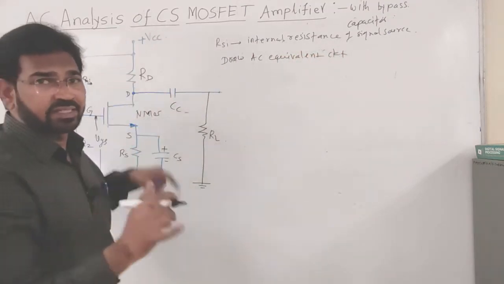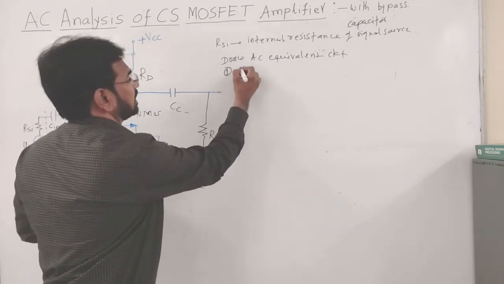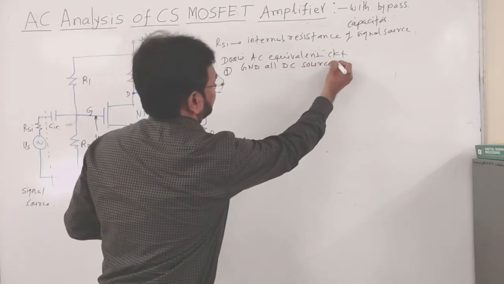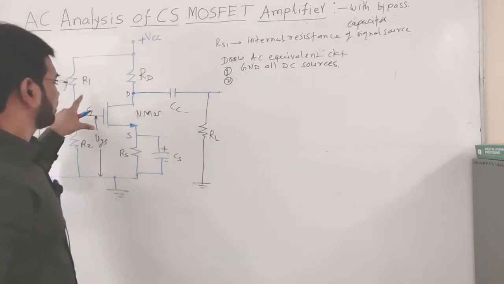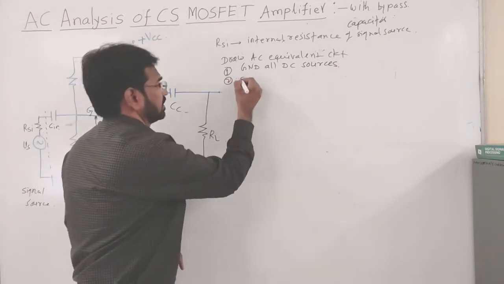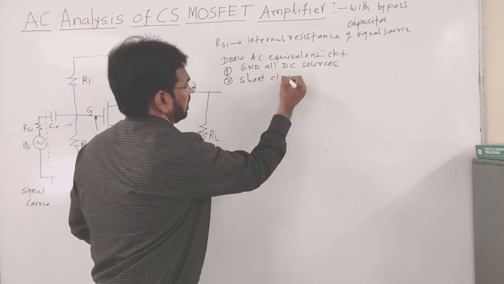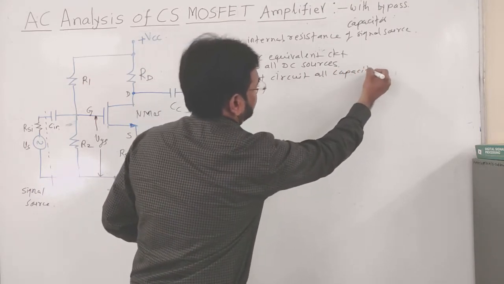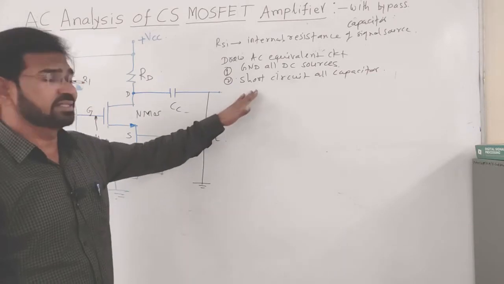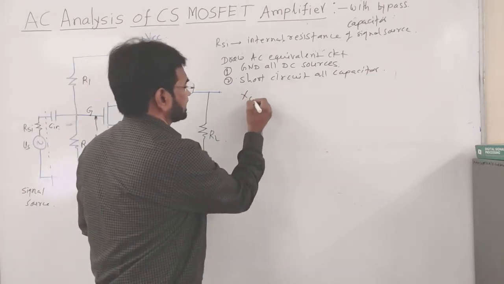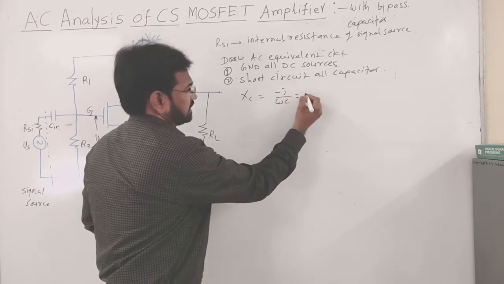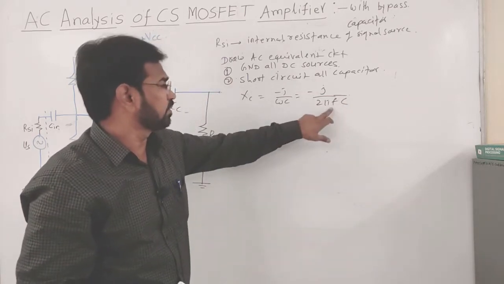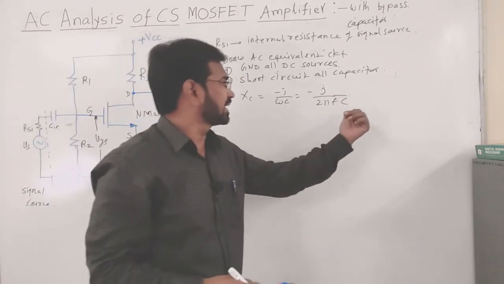For the circuit, the first step in drawing the AC equivalent circuit is to ground all DC sources present in the circuit, and the second point is we have to short circuit all capacitors in the AC equivalent circuit. Why short circuit all capacitors? I will show you. Capacitive reactance Xc is equal to minus j by omega C, which is equal to minus j by 2 pi F C. F is the frequency of the input audio signal applied here, and C is the capacitance value.